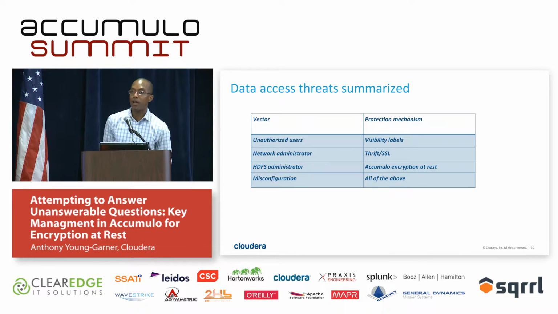Okay, so I went through those threats kind of quickly because, again, we have covered them in a previous talk. But here we're using visibility labels to protect against unauthorized users, so these are users within the Accumulo system. We're using SSL to protect against a network administrator. We're using Accumulo encryption at rest to protect against the threat of the HDFS administrator. And then for all of these, generally, there's the problem of misconfiguration. So security means nothing if you don't know how to use it properly, and that is just a threat vector we always have to consider.